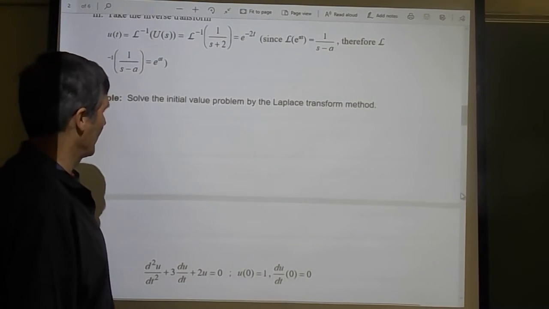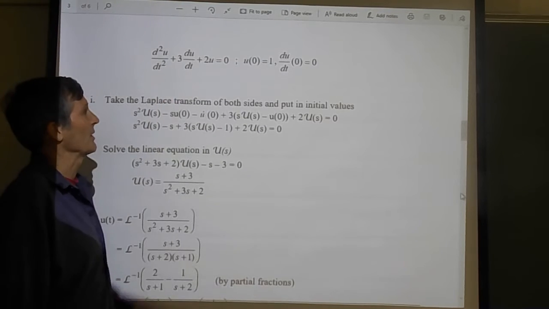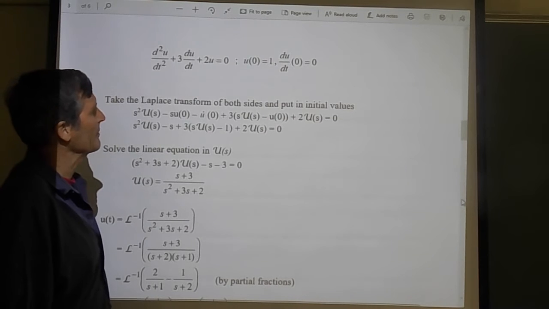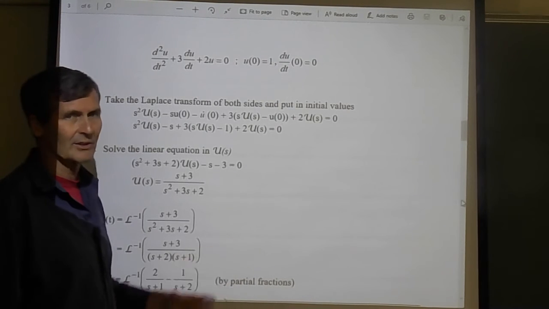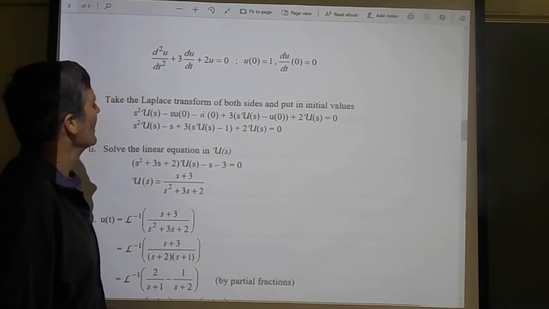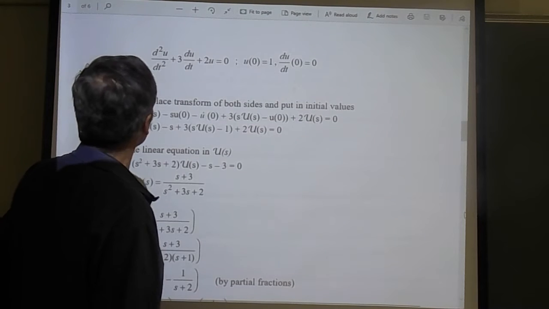Let's try another one. Solve this initial value problem, a second order equation. Really, first order equations are not the thrust of these in sciences. Typically you get second order equations, sometimes third or fourth order equations. And once in a while first order equations too, but we really need to be able to solve these.